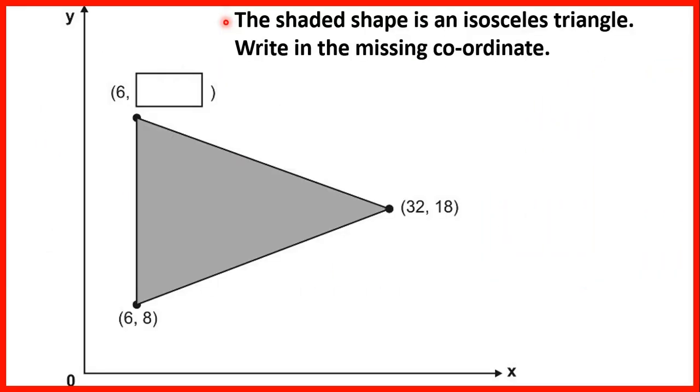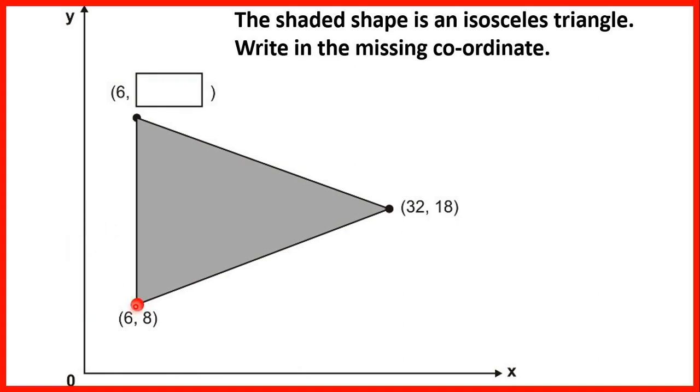The shaded shape is an isosceles triangle. Write in the missing coordinate. So we have a missing y-coordinate for this point here, and the y-axis, we look to the left. Now it's a good idea to plot what we have, what we can find out on the axes.